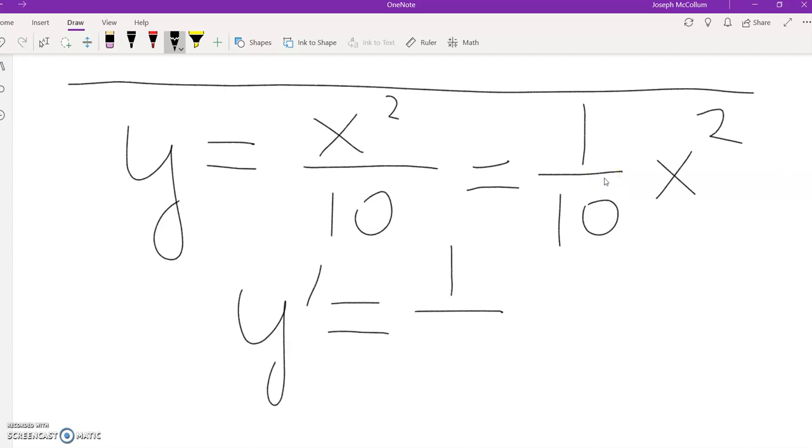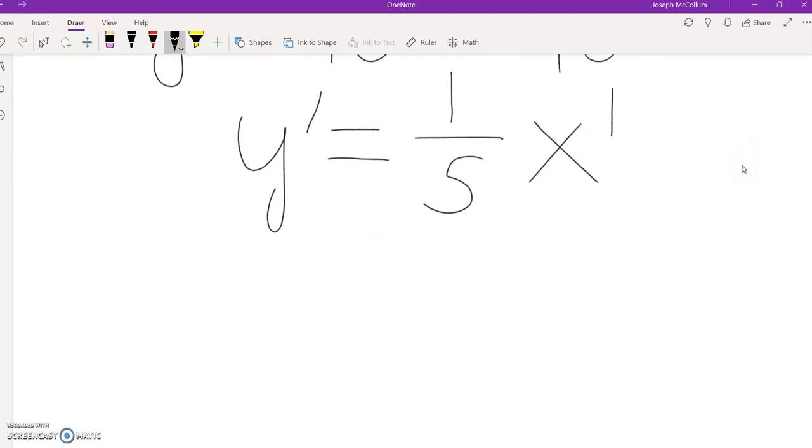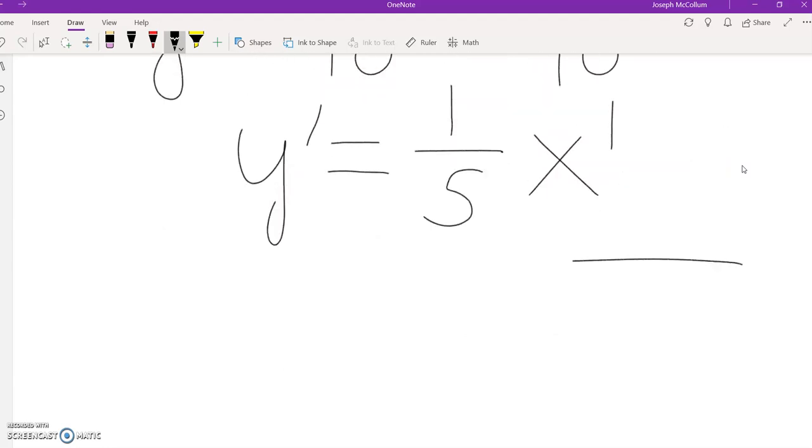We always reduce our fractions, and that's 1/5. Again, 2 down to multiply is 2/10. 2/10 reduces to 1/5. Please subtract 1 from the exponent, and there's your first derivative. All right, let's see this again in another example.